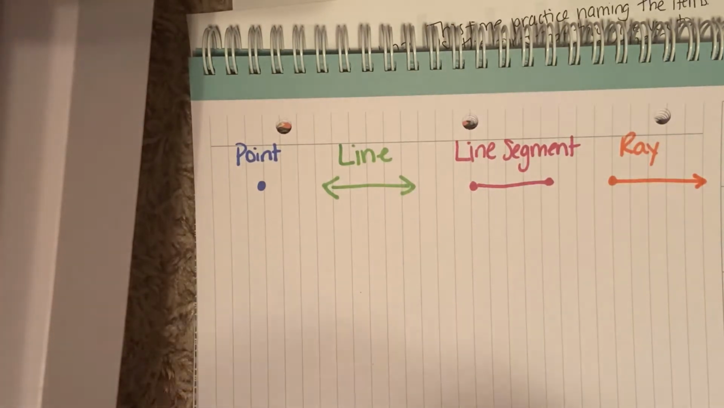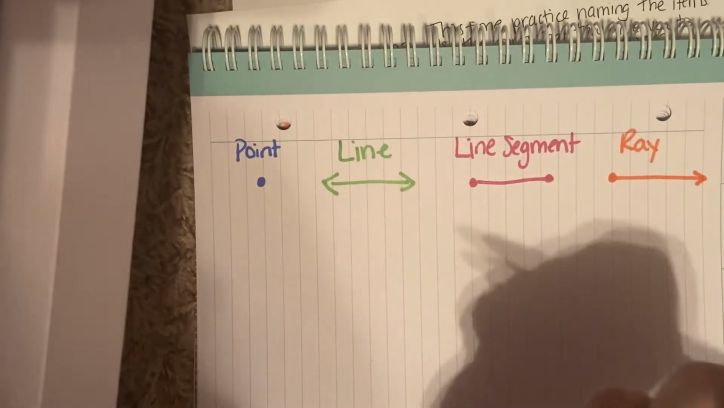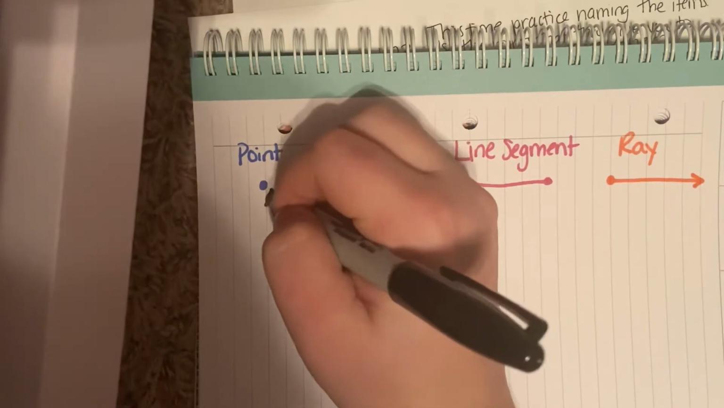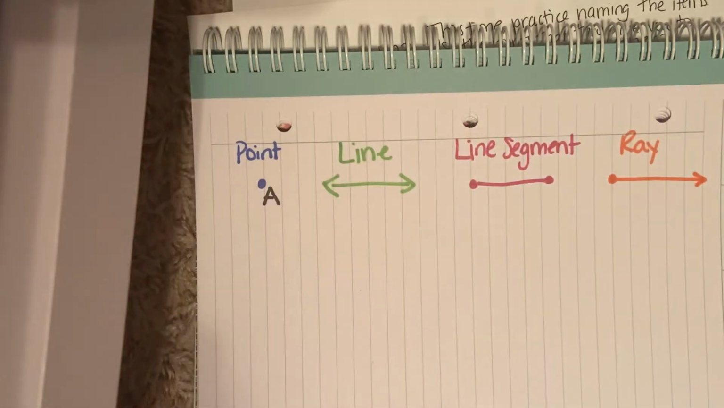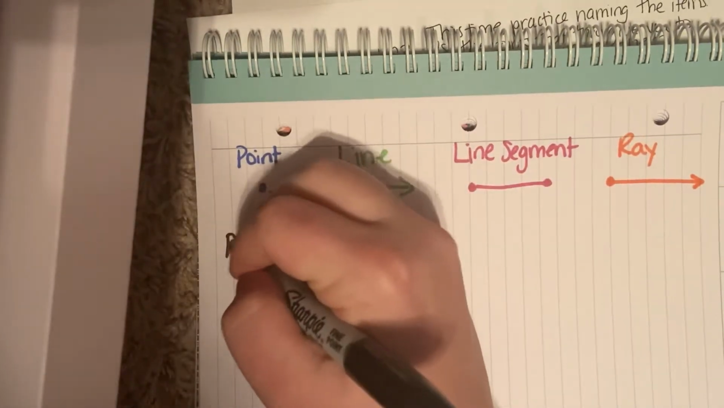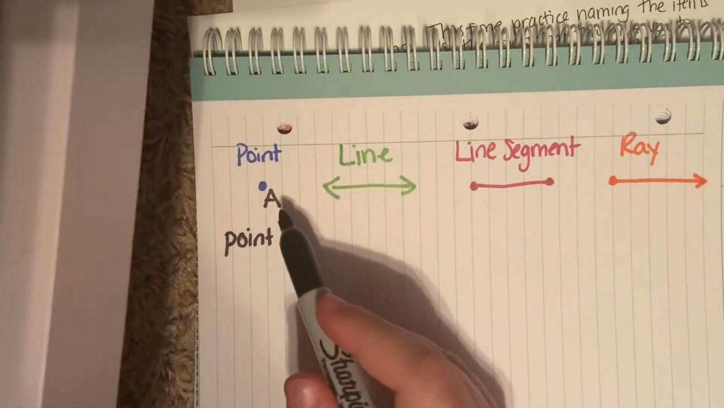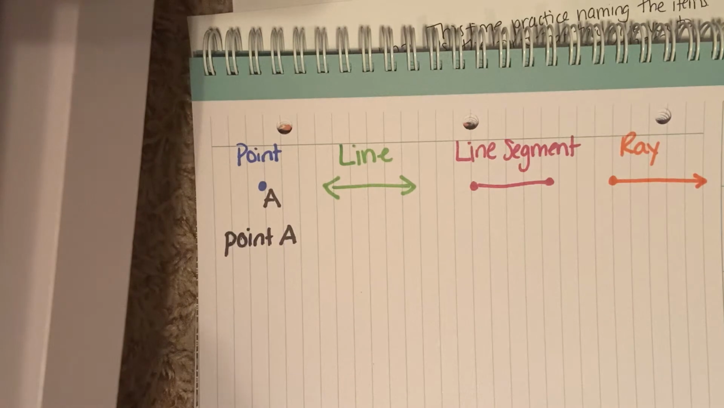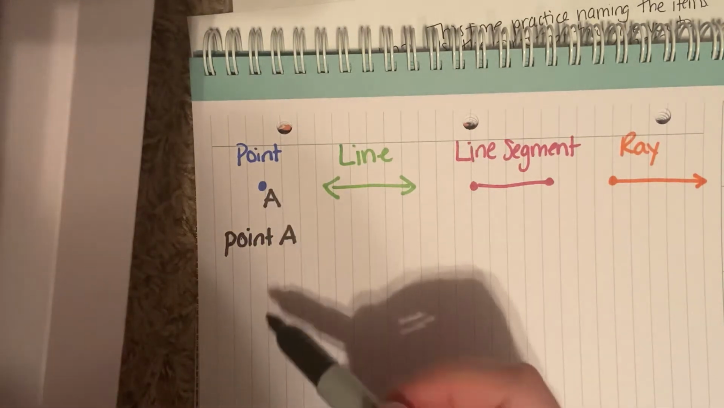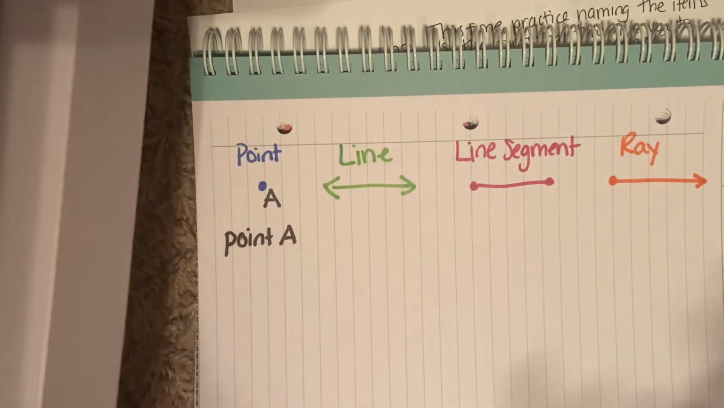I'm going to start with naming the point. It's the easiest because there's only one thing to name. We've only got one point. So you just assign a capital letter to it, and then that becomes point A. So that point right there is point A. And that's all you have to do. It just has a capital letter, and then you call it point, that letter. So this one is point A.